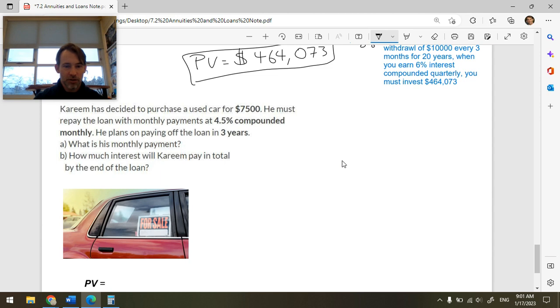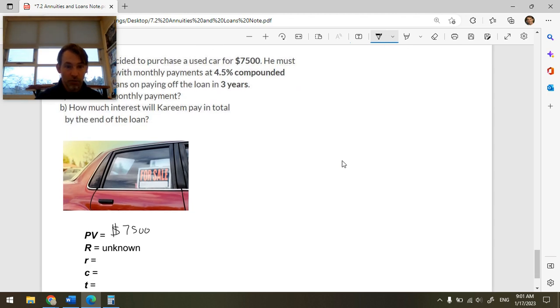First, our present value is just the value of the car, $7,500. Our monthly payment is our unknown, so we want to use the rearrangement of the formula for R. We know time is 3 years, the compounding period is monthly, 12, and the interest rate is 0.045. That's 4.5% as a decimal. We've got all the things we need.